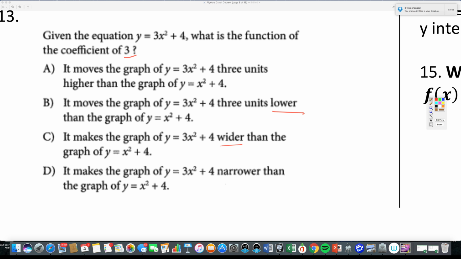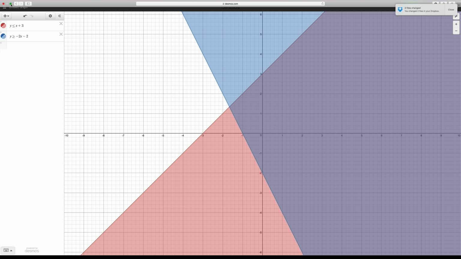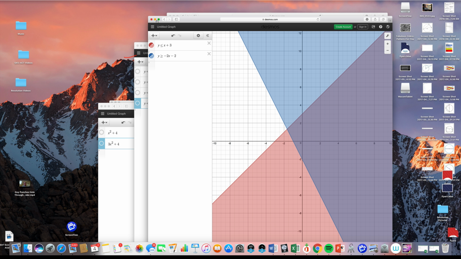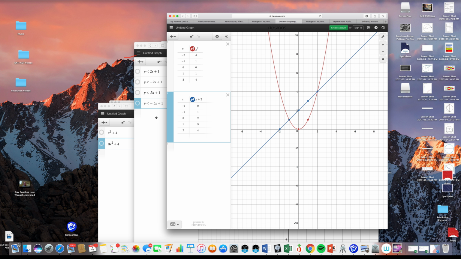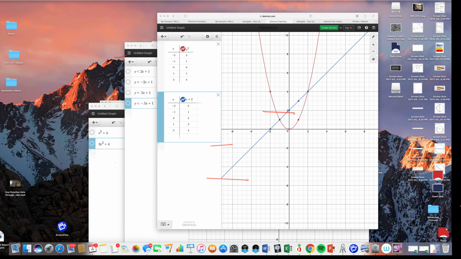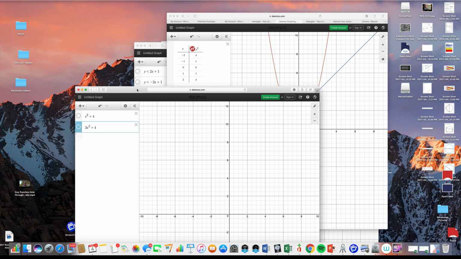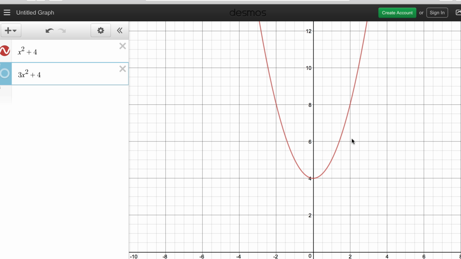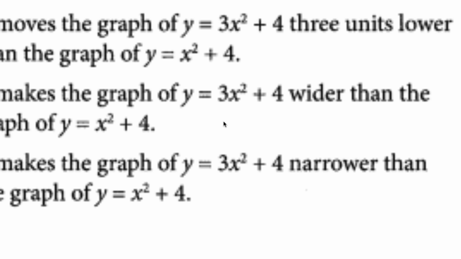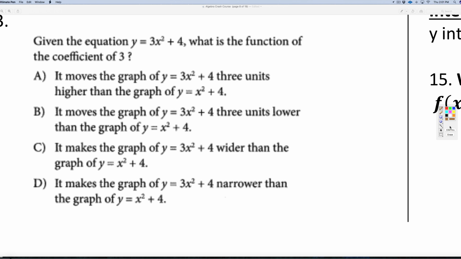Does it make it wider? Does it make it narrower? So again, I would graph it. First thing that I would do is graph the standard x squared without the 3. You get that graph. And then I would graph the 3x squared, and what do you see happening? It gets narrower. So the answer is that it makes the graph narrower. That's going to be choice D.